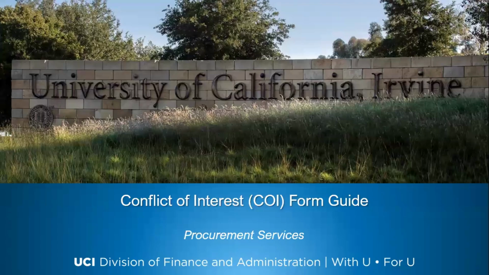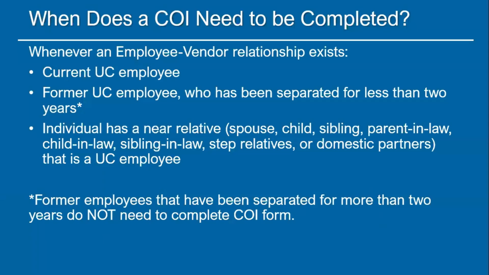Welcome to this tutorial on how to fill out UCI's Conflict of Interest form, or COI for short. The Conflict of Interest form must be completed whenever an employee-vendor relationship exists, namely when the supplier, vendor, payee, or subrecipient is one of the following: a current UC employee, a former UC employee who has been separated for less than 2 years, or if that individual has a near relative that is a UC employee.